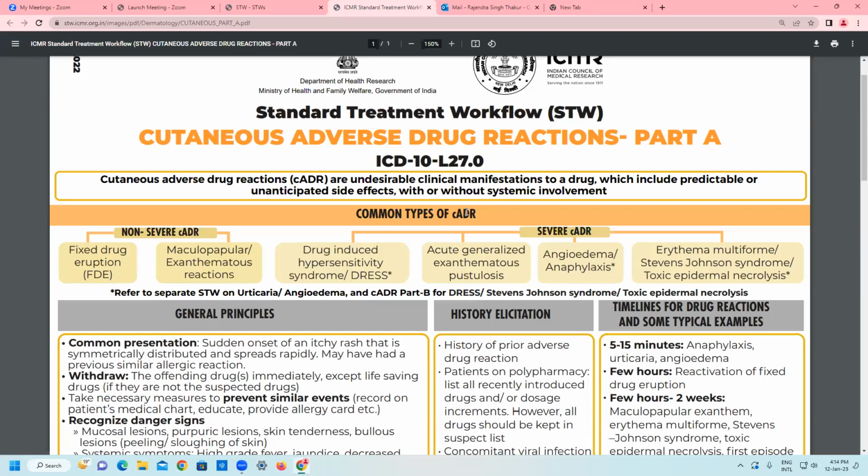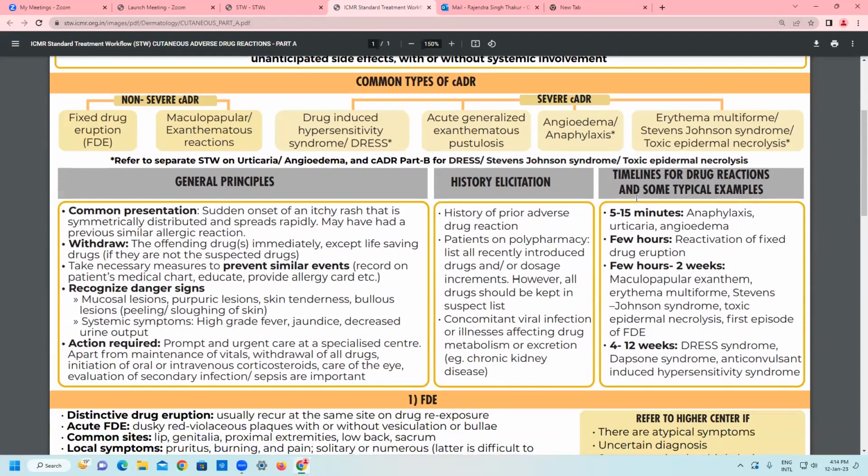So when do you decide on temporal relation with a drug? If you go to the third column of the timeline for drug reaction and some typical examples: if it is within minutes, that means it is either urticaria, angioedema or anaphylaxis. The drug has been instituted, and if something happens within minutes, it is one of the three. Angioedema may sometimes take a little longer, but otherwise it happens in minutes. Only fixed drug eruption may recur within a few hours, usually within 24 hours.